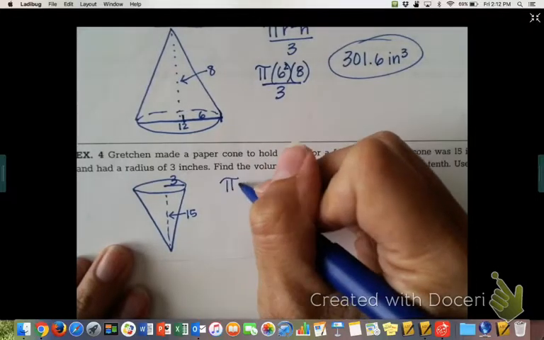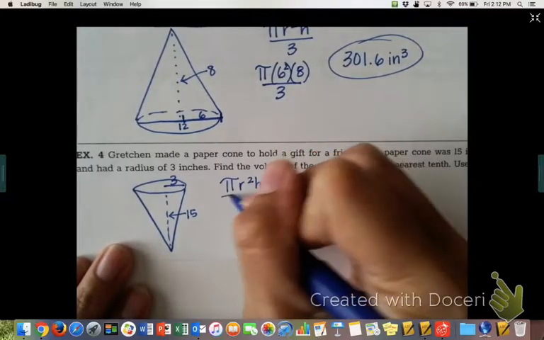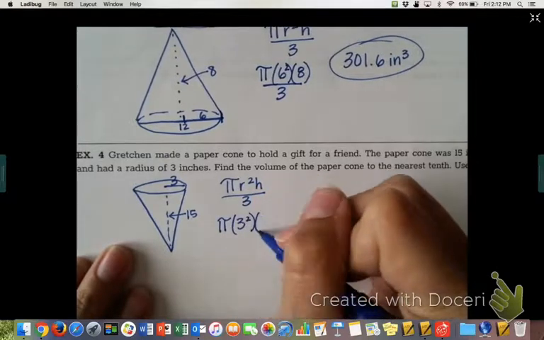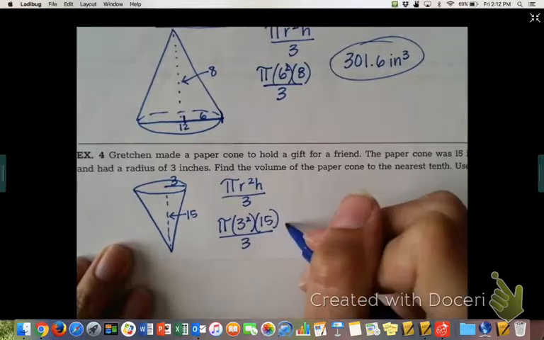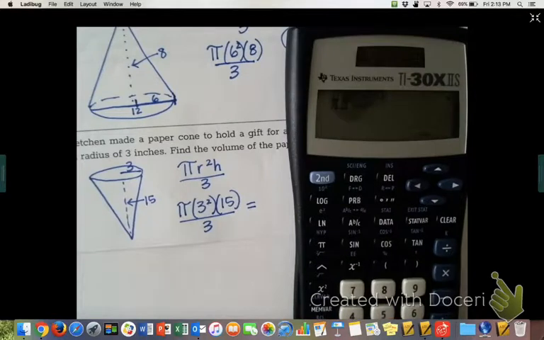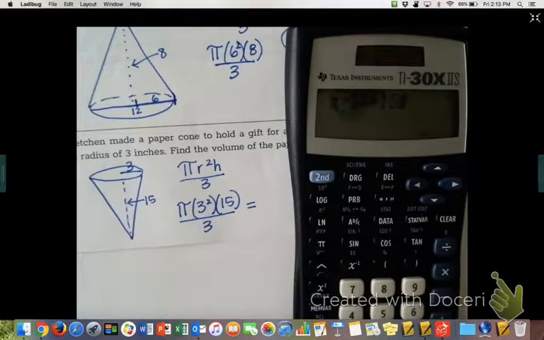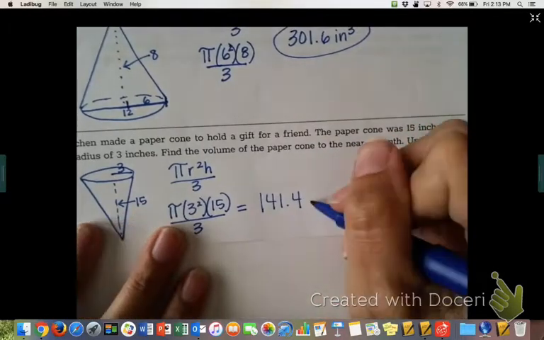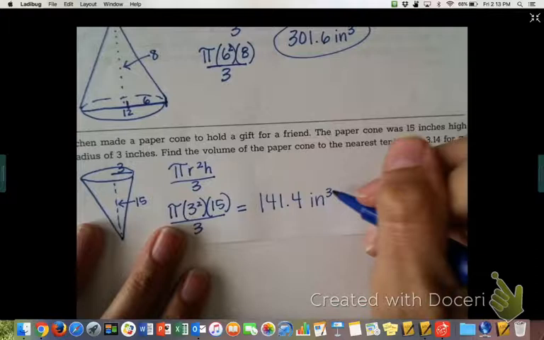All right, pi r squared height divided by 3. So it's going to be pi, our radius is 3 squared, our height is 15, and the whole thing gets divided by 3. So just pushing buttons in the calculator is all this is. Pi times 3 squared times 15 divided by 3, and we're rounding to the nearest tenth, so 141 point, that 3 is going to bump up to a 4, so 141.4. And that is cubic inches. Okay, and that's all there is to that.